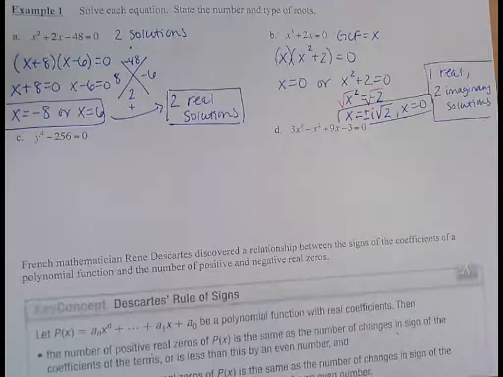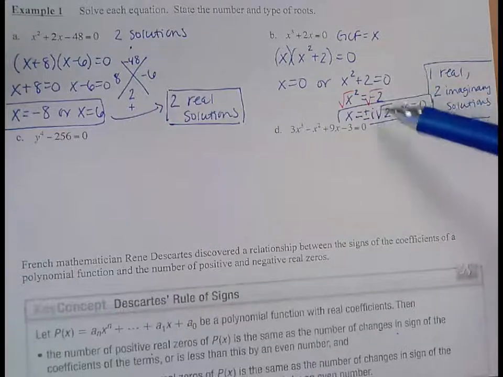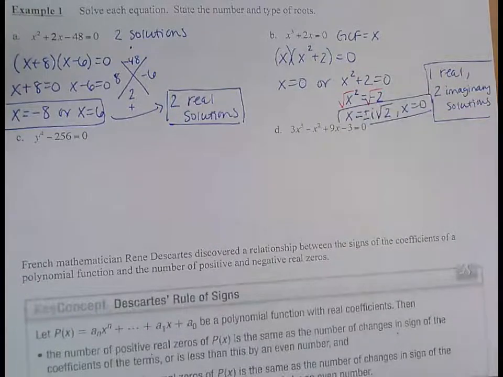Your imaginary solutions, we'll be talking about this idea more and more. Imaginary solutions will always occur in pairs. So you'll never just have an odd number of imaginary solutions. It'll always be either 2 imaginary solutions or 4 or 6. They always occur in pairs because they occur when you take the square root of a negative, and that always includes the plus or minus.